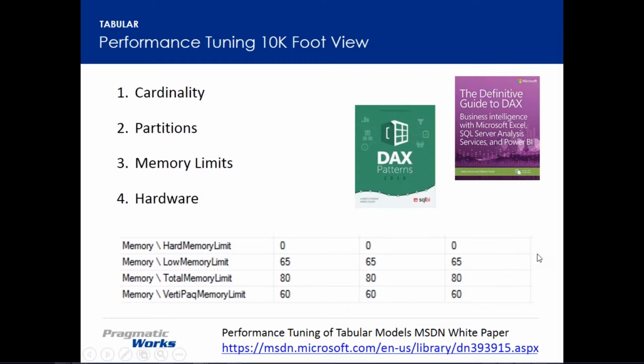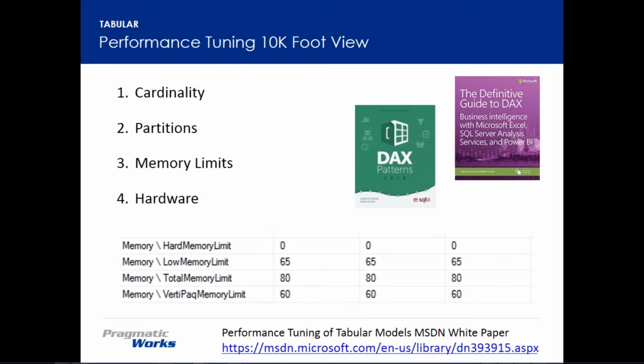When we're talking about performance, though, for tabular models, basically we have 4 points of interest. I would probably weight number 1 at 75%, cardinality. This is where tabular models fall down, if they do, most of the time. Partitions, certainly. Memory limits, I've given you a screen print of the default memory limits. Honestly, I don't mess with these unless I'm trying to solve a specific problem.